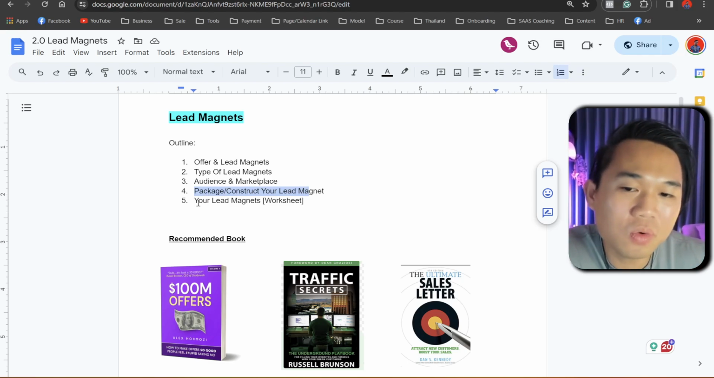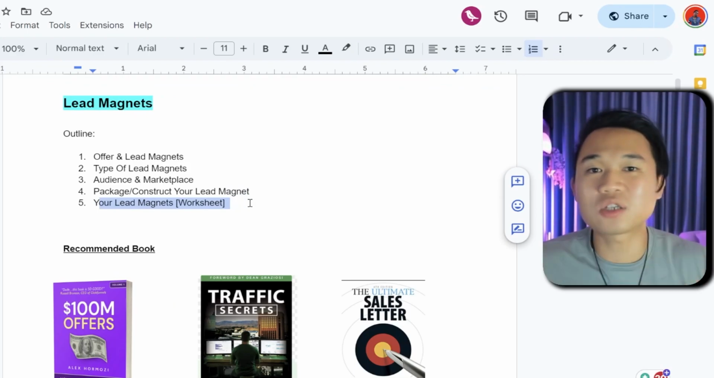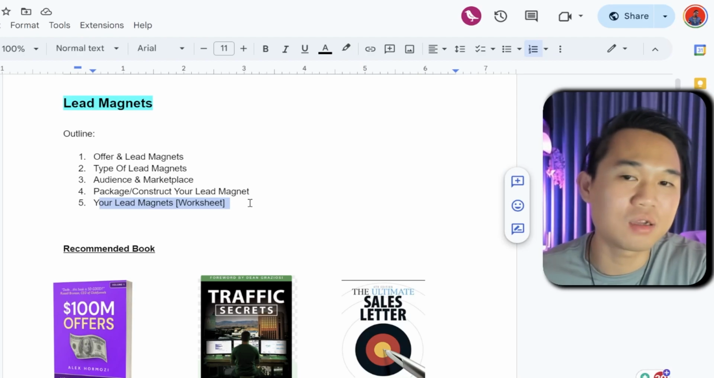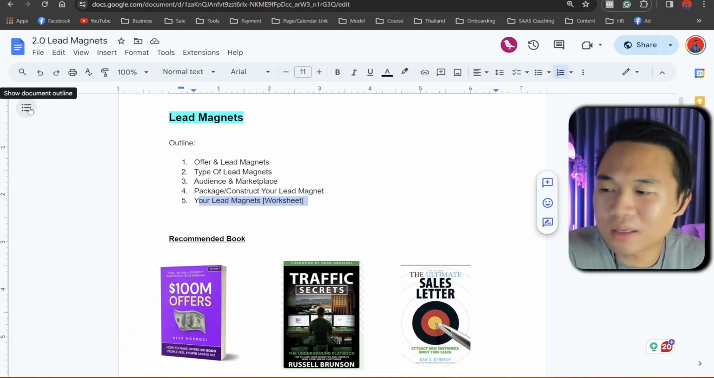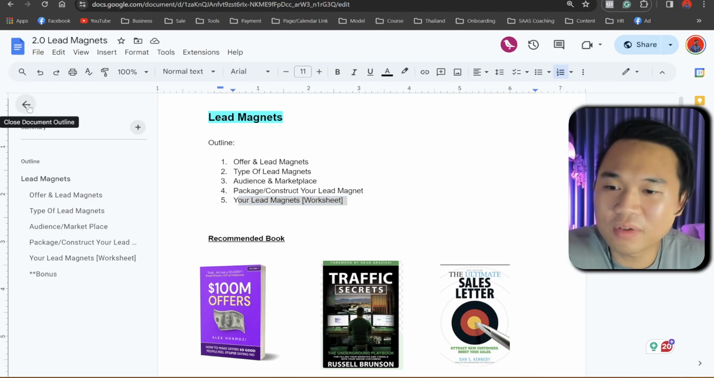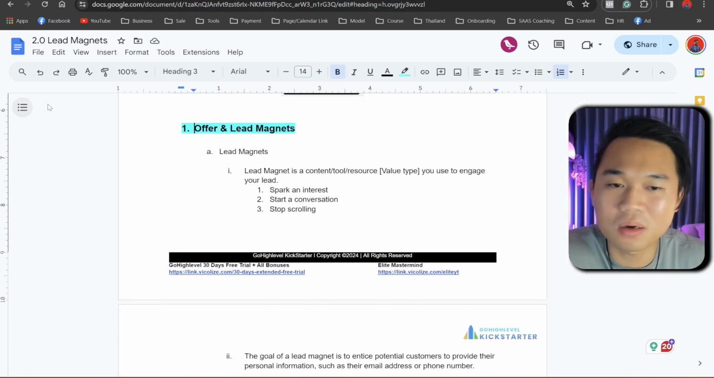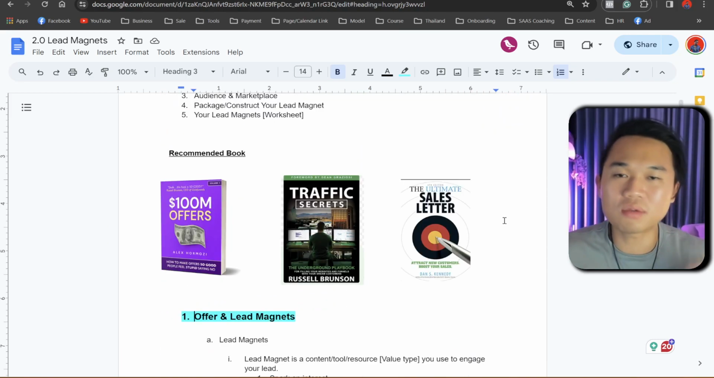And we're going to give you our lead magnet worksheet, something very tangible and actionable that you can take away and construct the best lead magnet that you can from today's lesson. Keep in mind that with Google Docs, we do have this feature: you can open this outline and skip to each section with ease, but we're just going to minimize that for now.